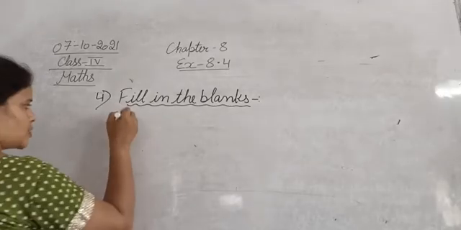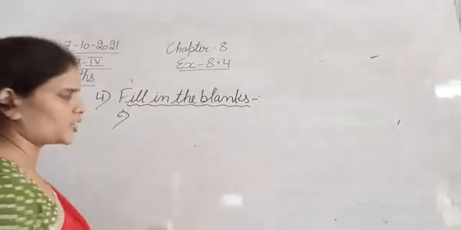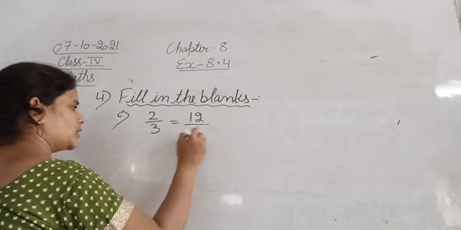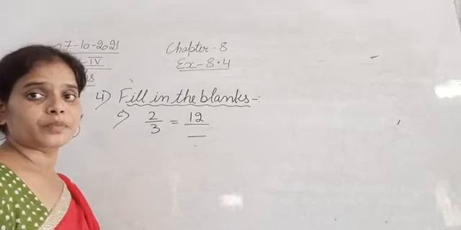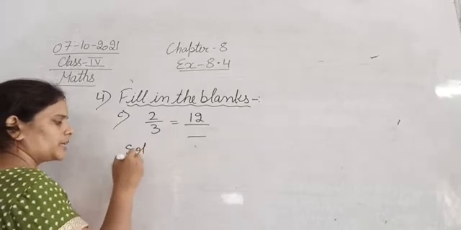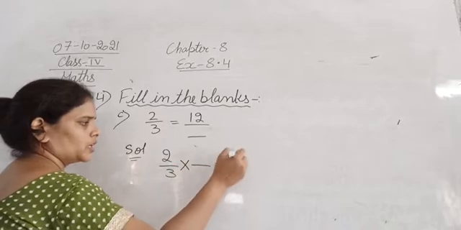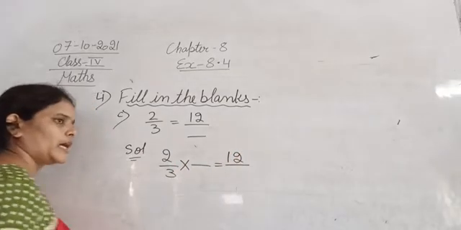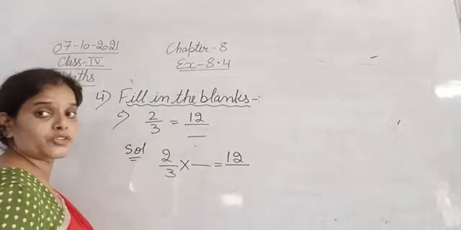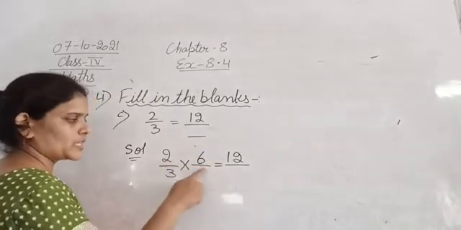Moving next to the C part of question number 4. 2 upon 3 is equal to 12 upon dash. Again we will convert 2 into 12. Similar method: 2 upon 3 multiplied by what, so that you can get 12 as your numerator. And we have to find the denominator. So 2 multiplied by what, so that you can get 12 as your numerator? 2 sixes are 12. So if you multiply 2 with 6, you will get 12.